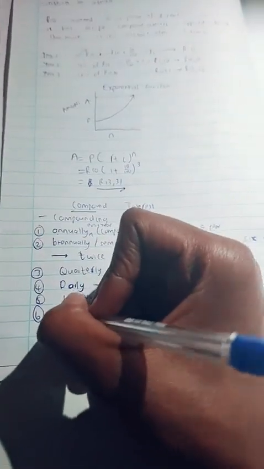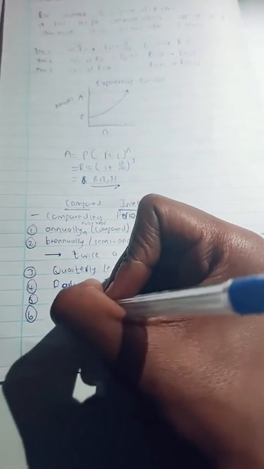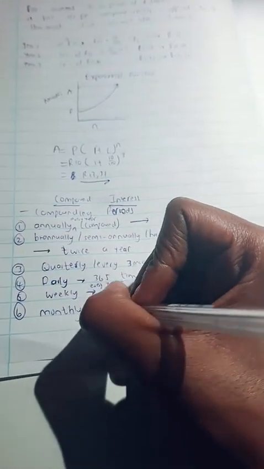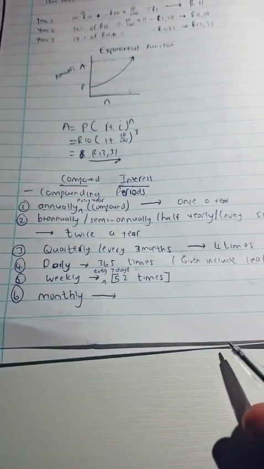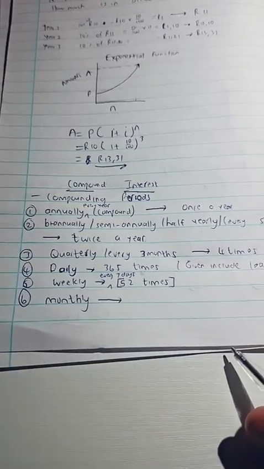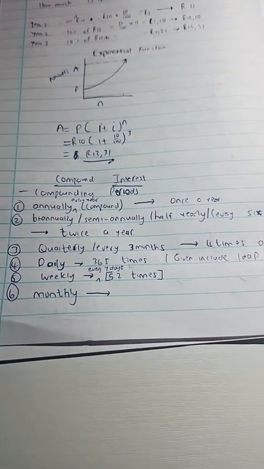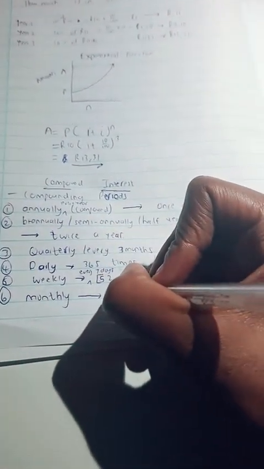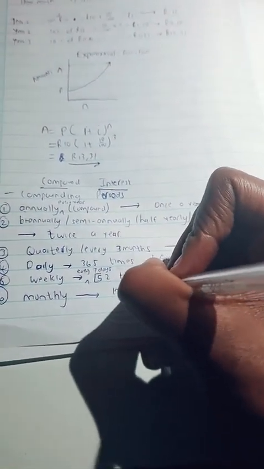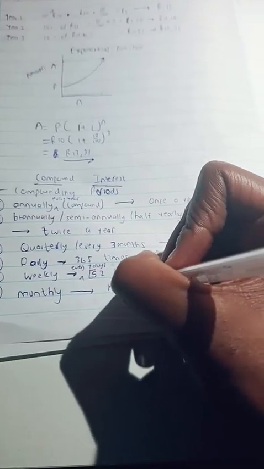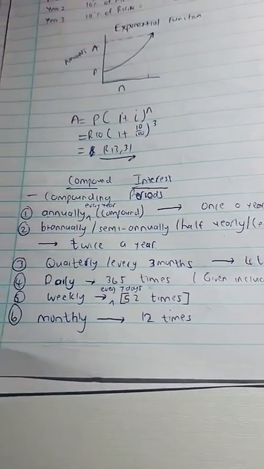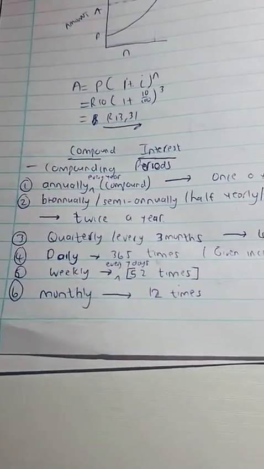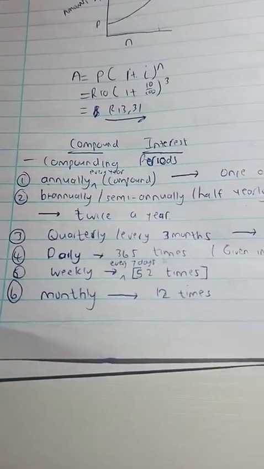One last one, monthly. If we say monthly, how many times a year do we mean? Samantha is on another planet. Yes, monthly means 12 times.